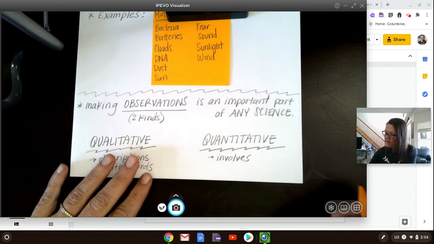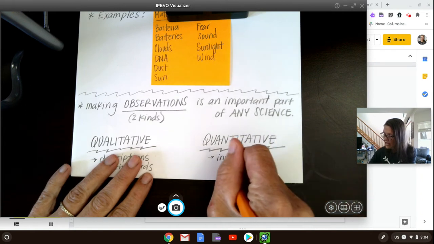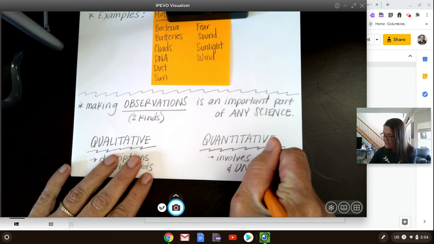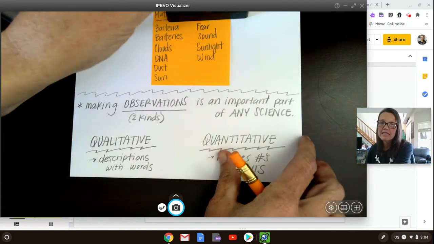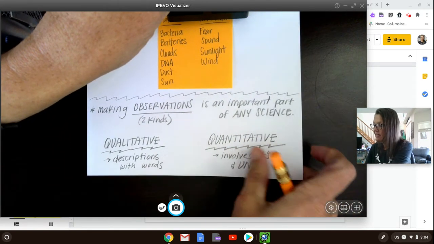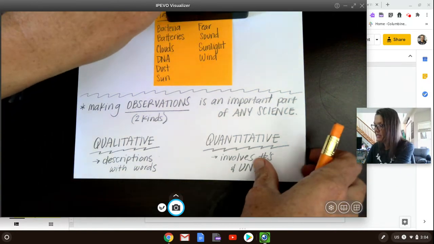So quantitative observation involves numbers and units. And like I said, this is the type of observation that we're going to focus on right now when we discuss measuring in chemistry. Okay, so quantitative involve numbers and units.